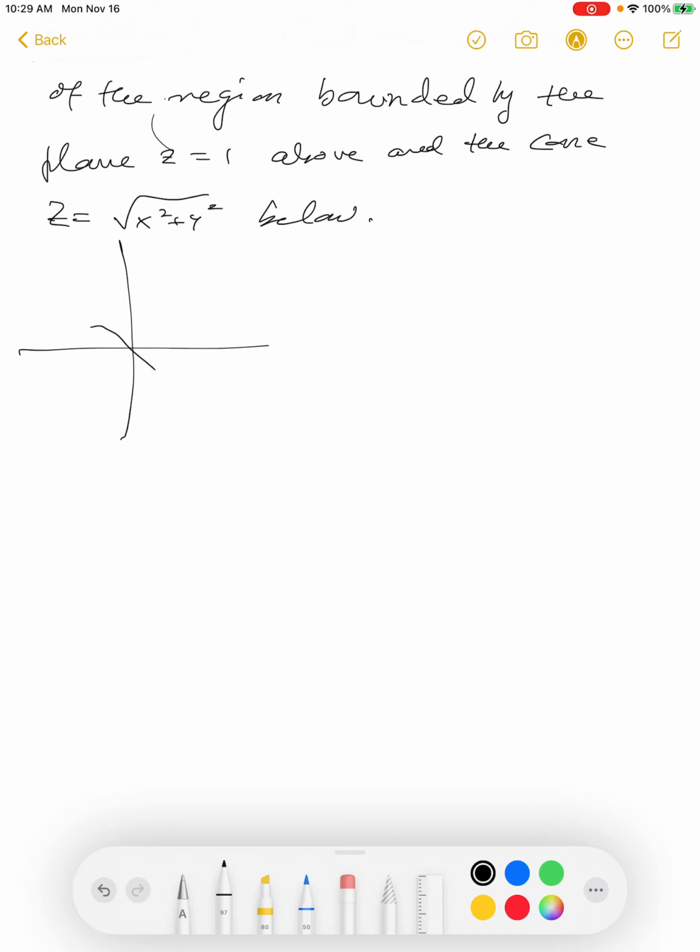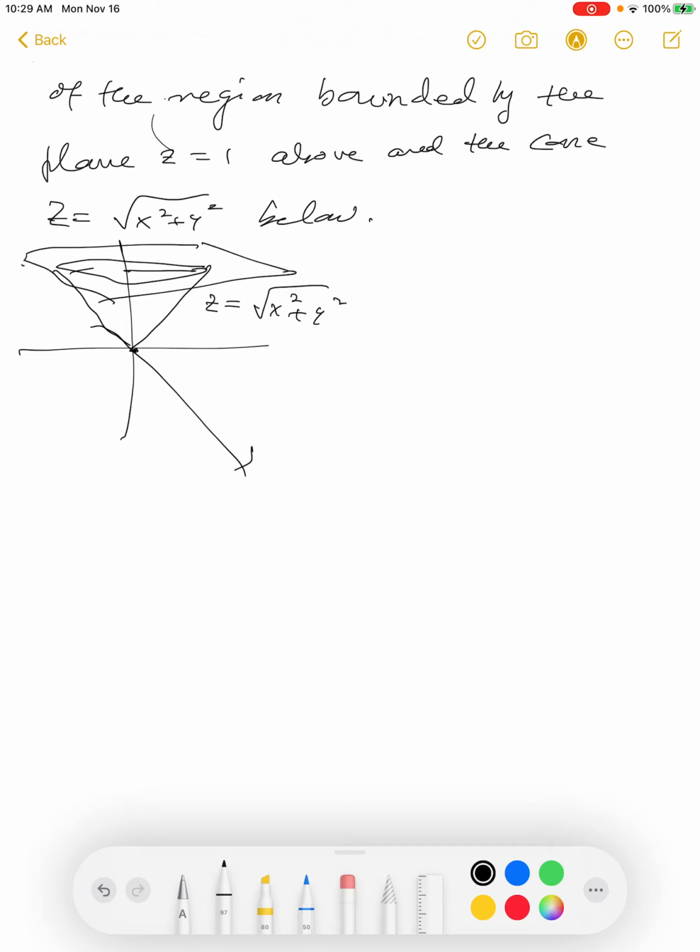So the idea is, first you draw a sketch. This is the cone z equal to root of x square plus y square. At z equal to 0, you have x and y both 0. And now z is equal to 1. This is the plane above. So you want to find the volume of this region. So this is your V.